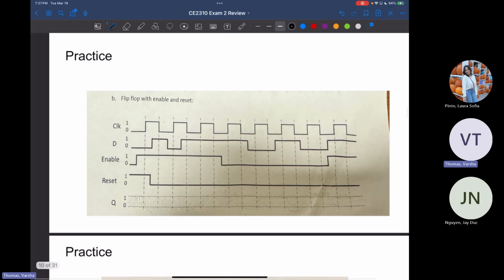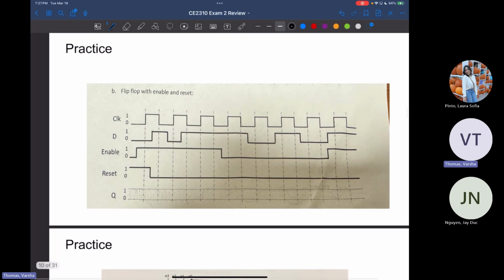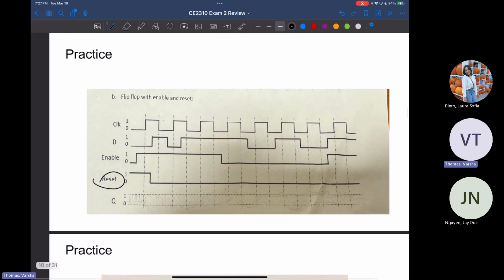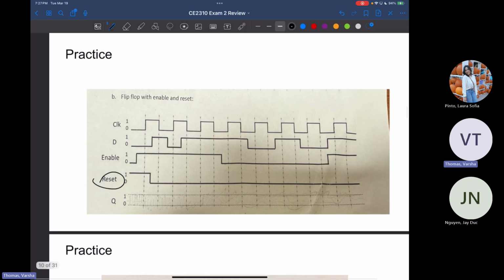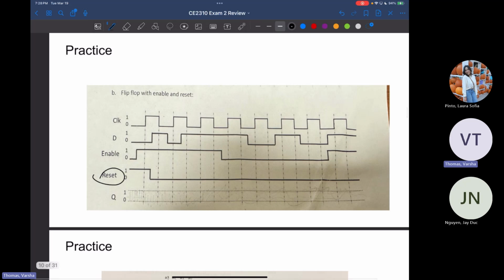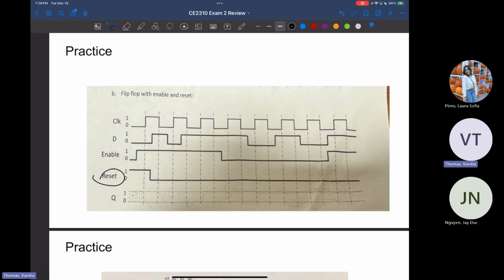When you start looking at a flip-flop timing diagram, I would recommend first looking at the reset button, because that's going to be your priority. If reset is at 1, your output has to be 0. But first, let's look at the output, which is what we're going to be working on. For the first one, we know that it's unknown, so we'll put it at the middle between 0 and 1, because we can't tell what it is since we start on the falling edge.